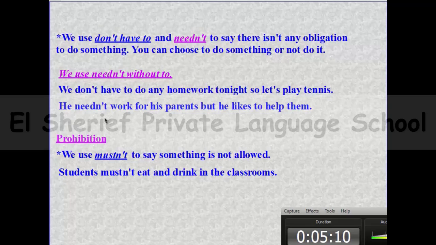Is it okay? Okay. The last thing here, prohibition, as we have just said, something that you mustn't do, something which is not allowed. We use mustn't to say that something is not allowed. Like, students mustn't eat and drink in the classrooms.